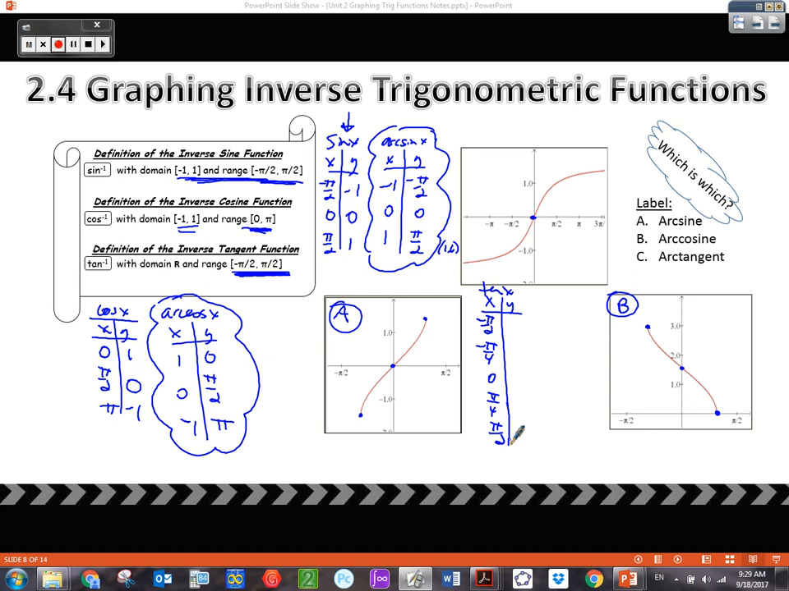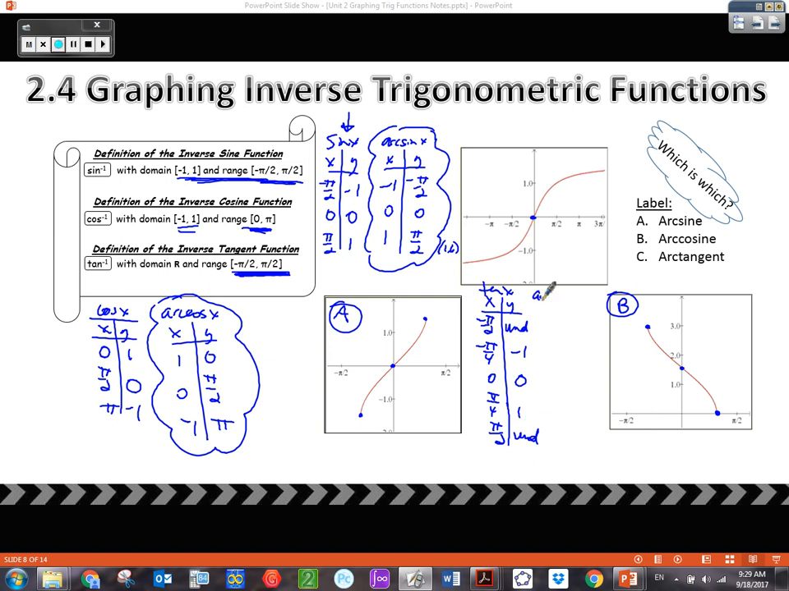So we know regular old tangent, negative pi over 2 is undefined. At the beginning and end, negative pi over 2 and pi over 2, it's undefined. We know at 0, tangent is 0. We know at negative pi over 4, it's negative 1. And at pi over 4, it's 1. So now let's reverse them for the arctangent graph.